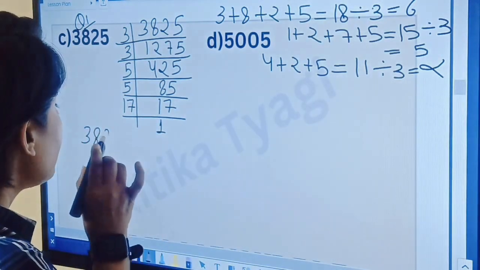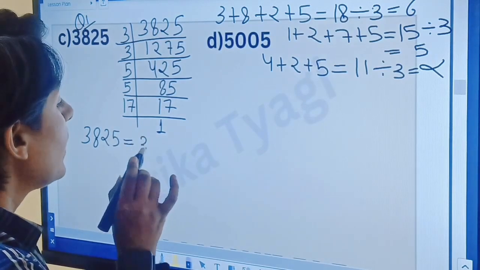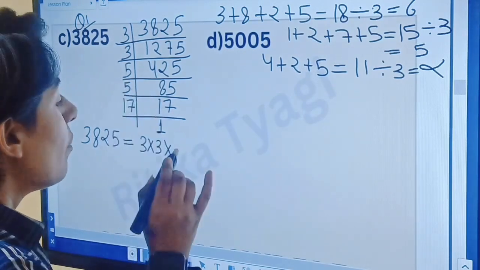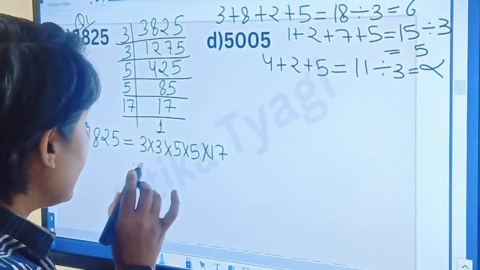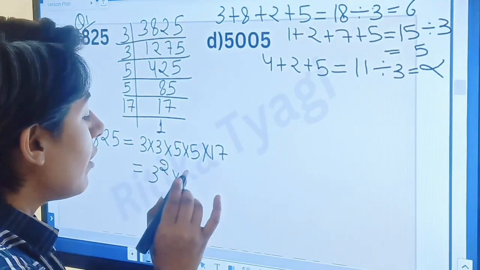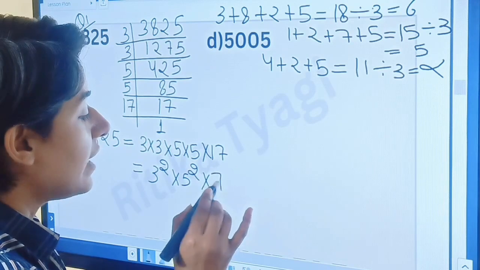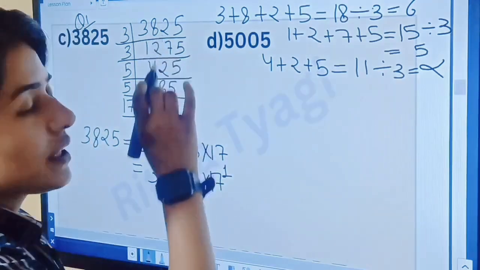Now the factors of 3825 are 3 multiply 3 multiply 5 multiply 5 and multiply 17. That is, we can write 3 to the power 2, 5 to the power 2 and 17 to the power 1.